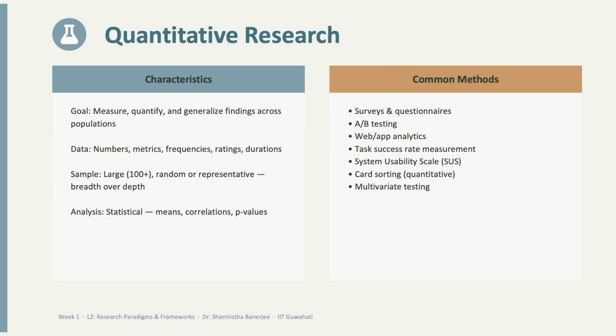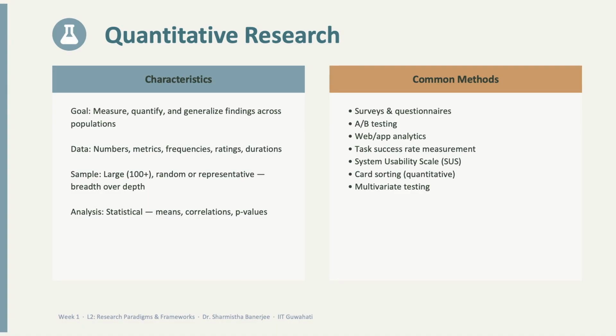So the goal of quantitative research is to measure, quantify and generalize findings across populations. The data is in terms of numbers, certain kinds of metrics, frequencies, like how often do you shop, certain kinds of ratings, durations, the time that you require to do something. The sample size usually needs to be large in order to make some kind of conclusion. When you are selecting the people, it has to be random and representative of the target audience.